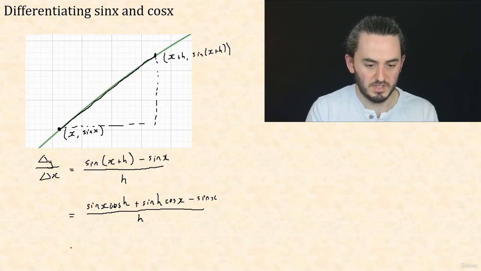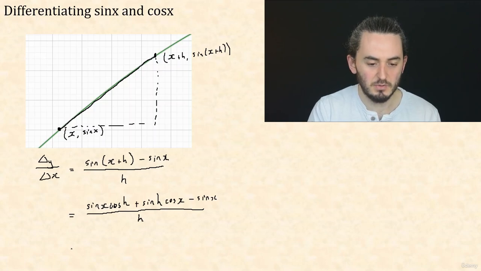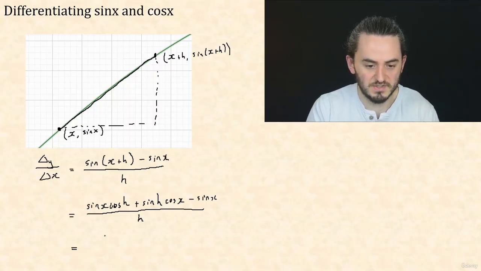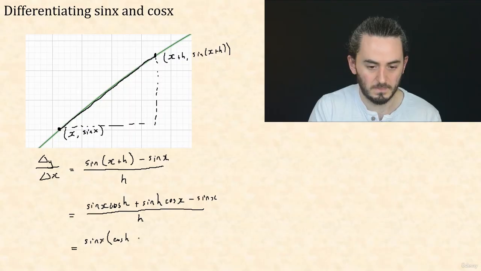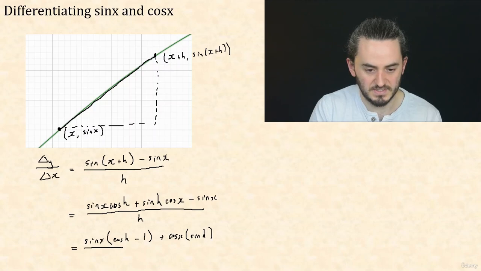Now what I'm going to do, my strategy here is I'm going to split this expression up into how many sine x's have I got and how many cos x's have I got. So just factorising the top, I can see that I've got sine x, and then I've got cos h here, and then I've got minus 1 sine x there, so minus 1. And then how many cos x's have I got? Well, it's just sine of h. And all of that is still sitting over h.